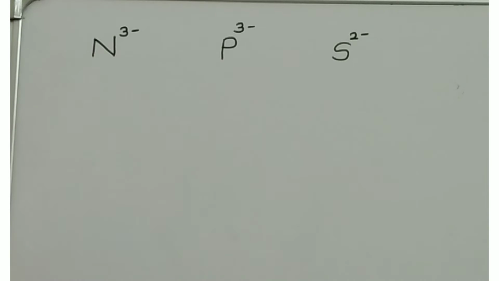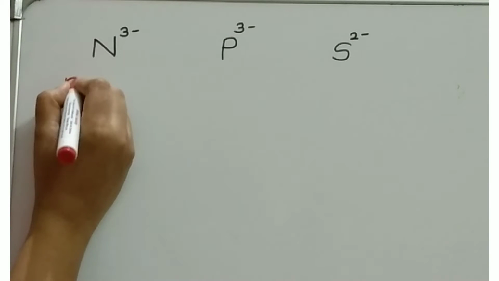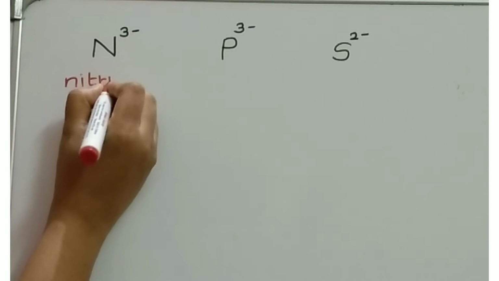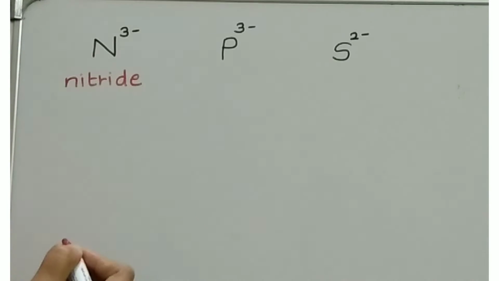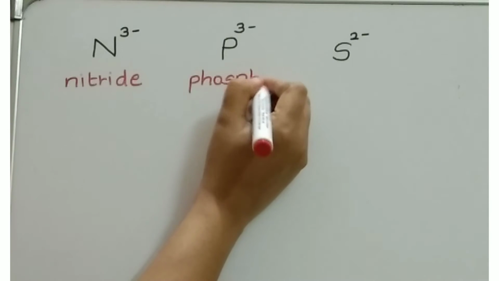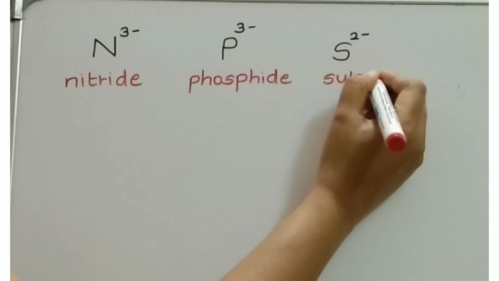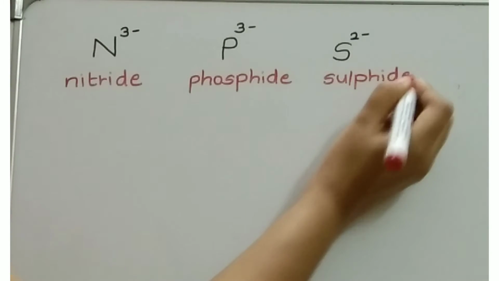So for nitrogen, I have written phosphorus and sulfur. Nitrogen valency 3 minus, phosphorus 3 minus and sulfur 2 minus. So they all are in the single form, they are not attached to any other element, correct? So the name will be nitride. This will be phosphide. And the last one, 2 minus, is sulfide. Correct.